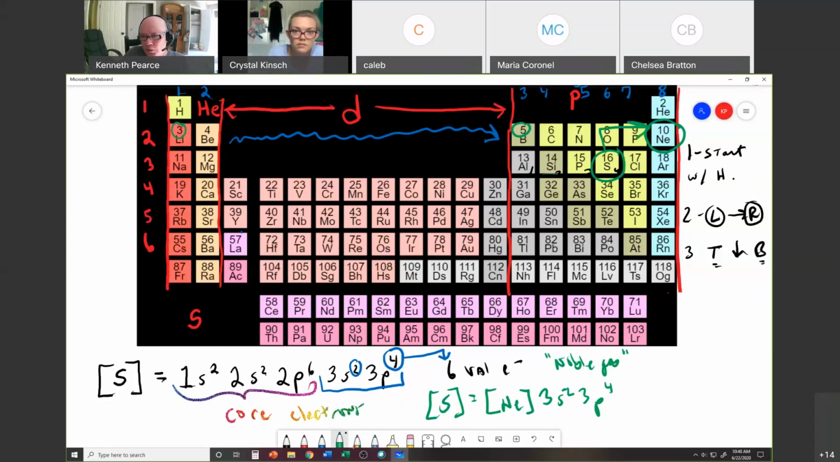Okay, previous completed shell. So we pick up where we left off. Now this is important here. Oftentimes, if you're going to mess up doing core electrons or noble gas configuration, you have to start where you left off. Neon left off on row number 2, right? So you've got to pick up with row 3.